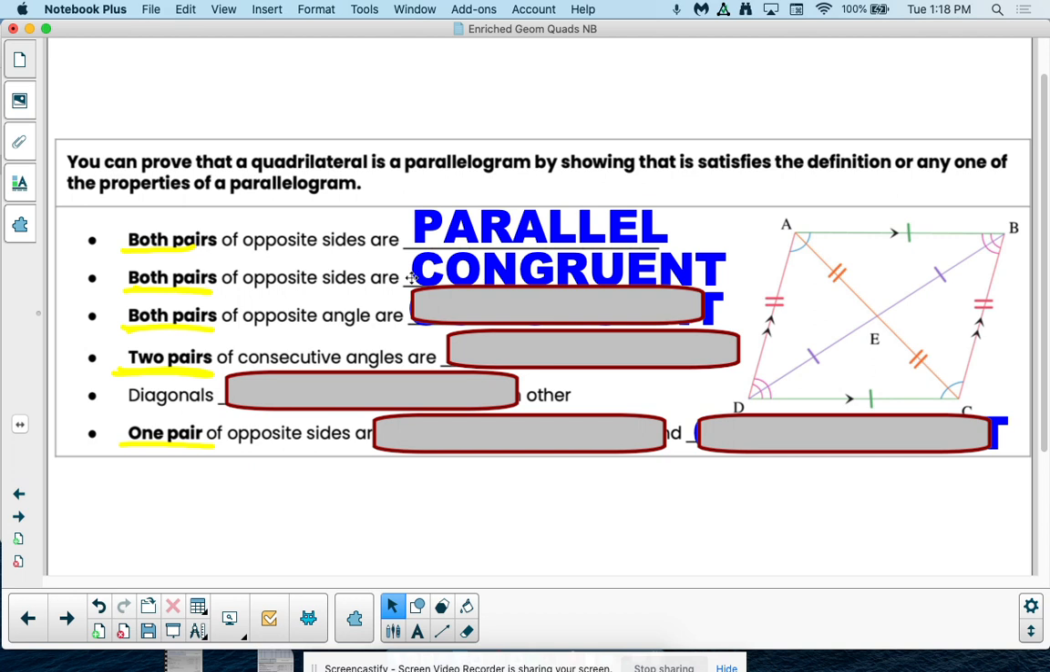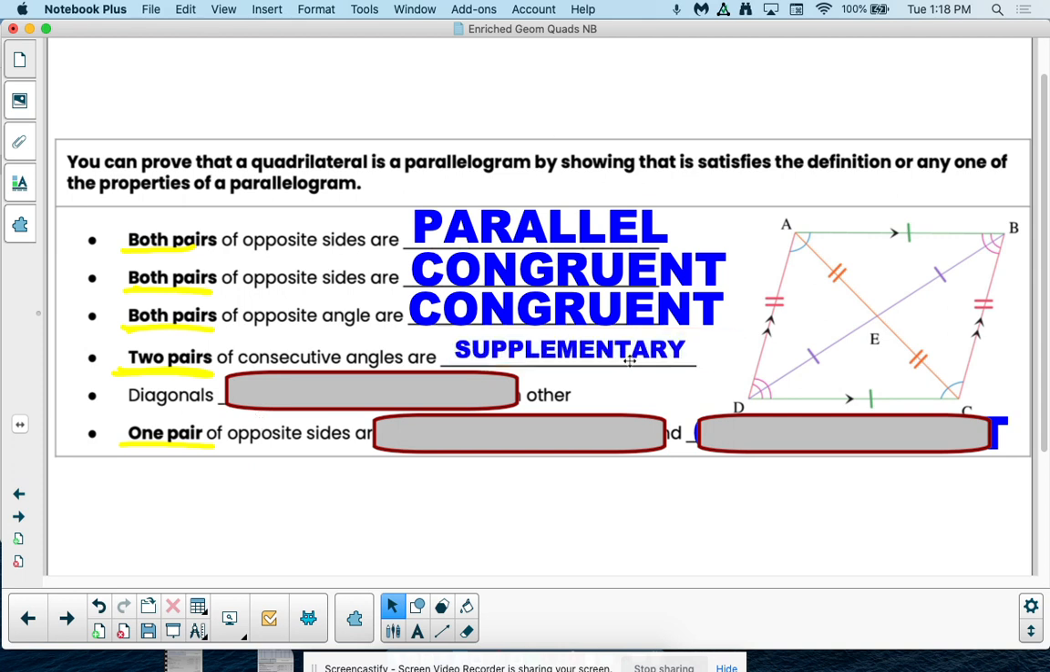Opposite angles, what do we know? Equal. Yes, both pairs of opposite angles are congruent. What about our angles next to each other? Yep, they have to add to 180, and you have to have at least two pairs. One's not enough. What do we know about diagonals? They bisect each other. Yep, they both have to be cut in half.